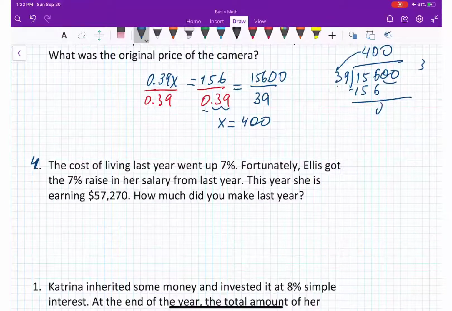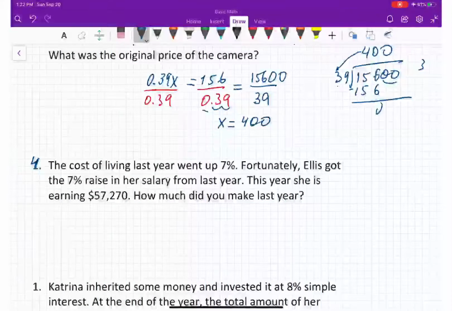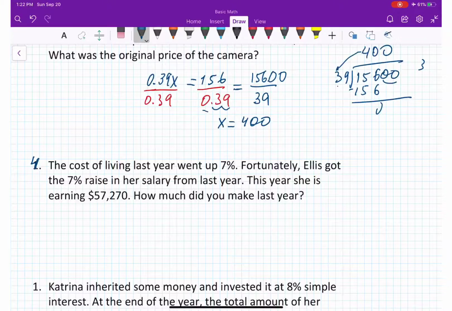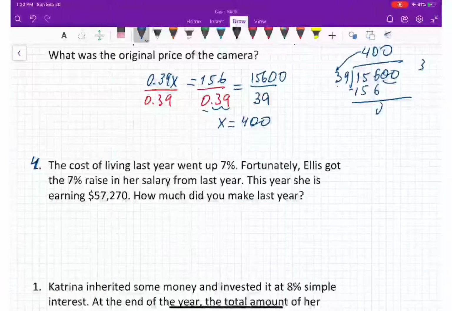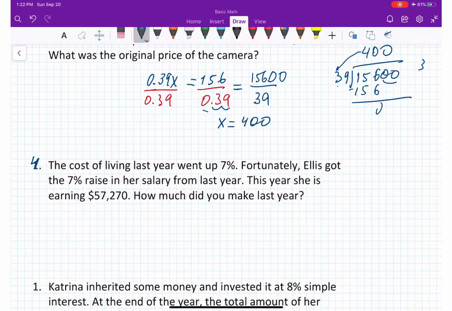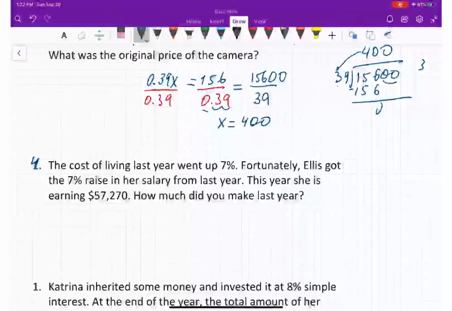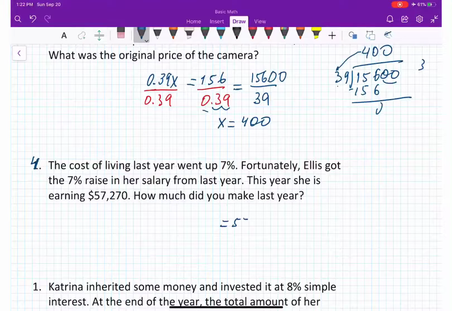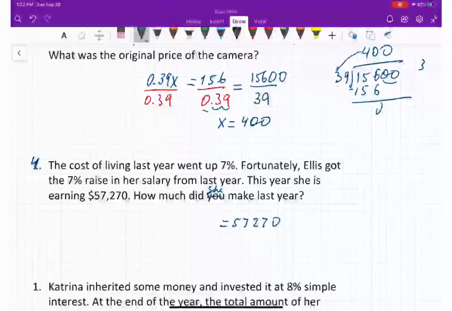The cost of living last year went up 7%. Alice got a 7% raise on her salary from last year. Well, she's lucky. This year she's earning $57,270. How much did she make last year? Okay. Do we know his salary?